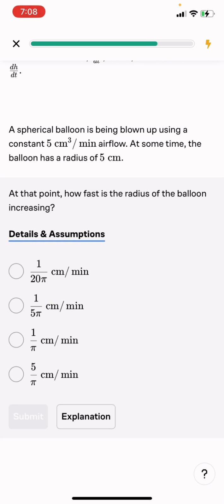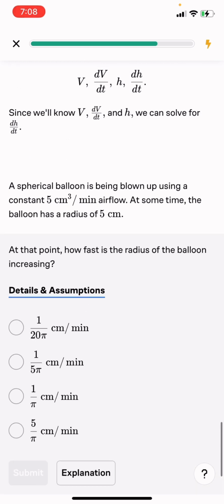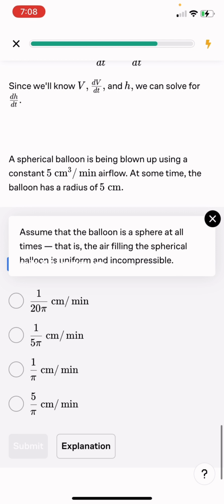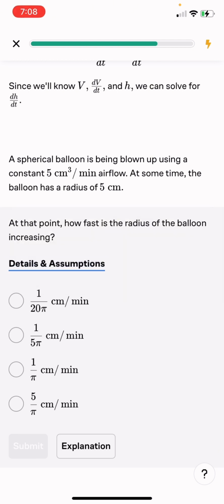A spherical balloon is being blown up at a constant rate of 5 centimeters cubed a minute of airflow. At some time, the balloon has a radius of 5 centimeters. At that point, how fast is the radius of the balloon increasing? Assuming the balloon is a sphere at all times, and the balloon is uniformly compressible.